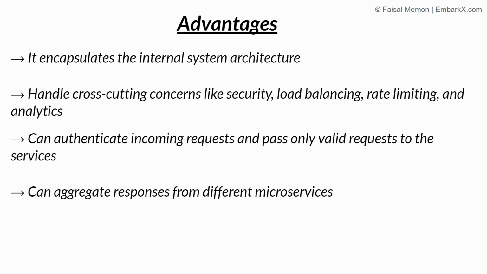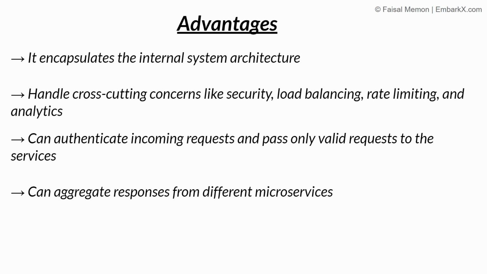It can even aggregate responses from different microservices. Let us say a client needs something and you need to collaborate with multiple microservices behind the scenes to get that response. API gateway can communicate with multiple microservices, collate the response and give it to the external client. This can help you reduce the number of round trips between client and server.